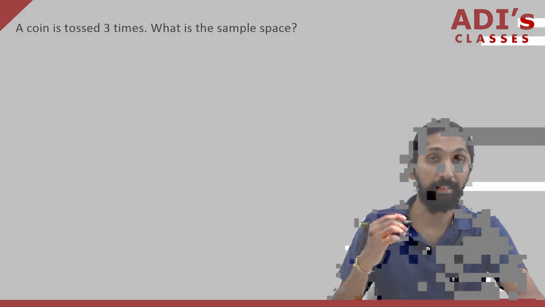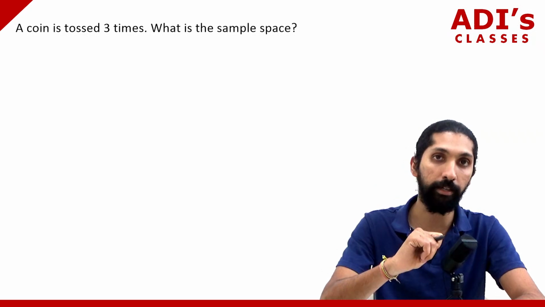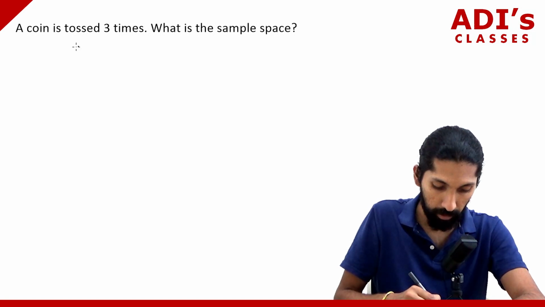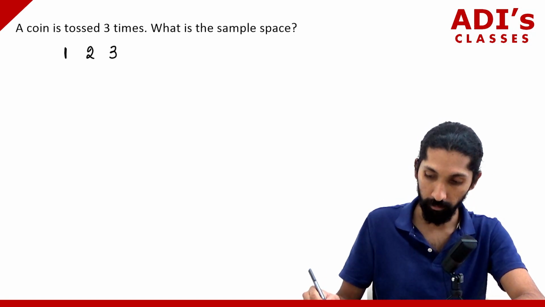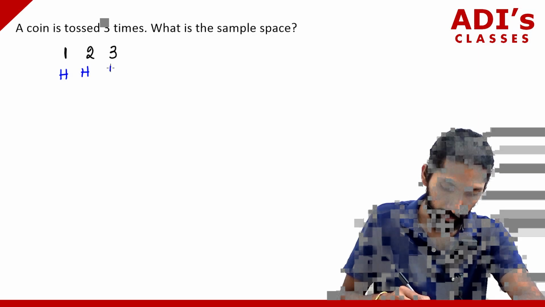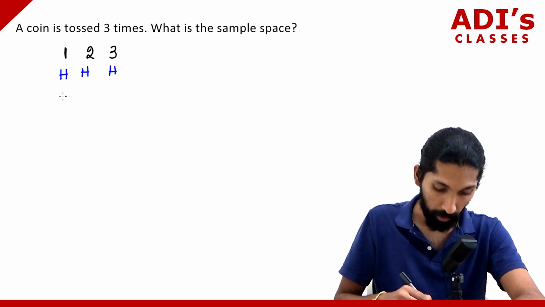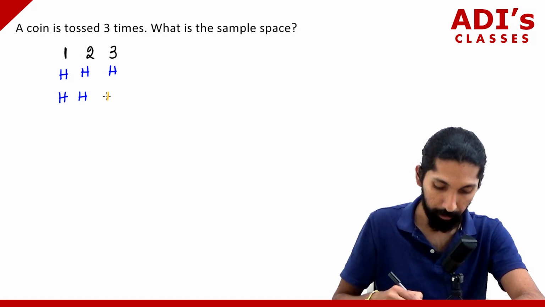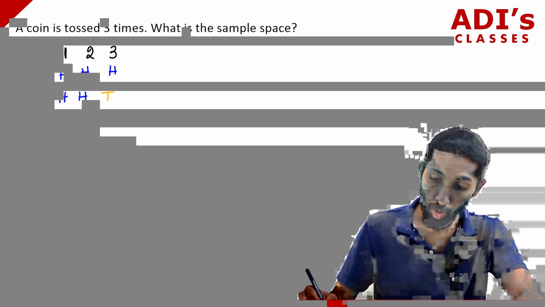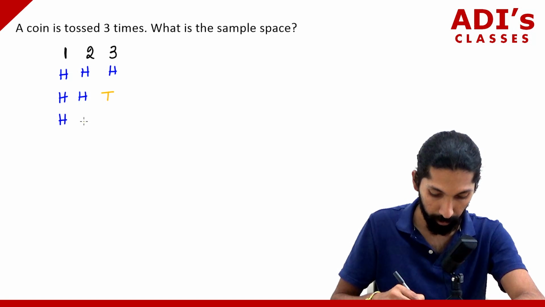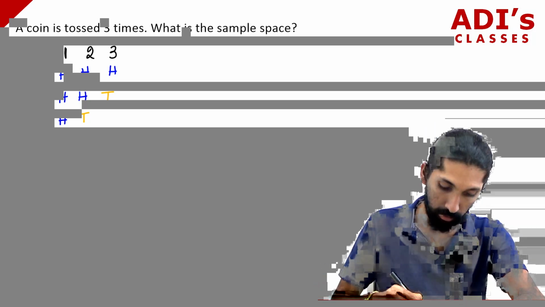For this one, we need to take all the possibilities, correct? So first, let's say this is the first toss, second toss, third toss. Now, the first toss, let it be head, head, head. This is head and head. But in the next one, this can be a tail. Correct? Or the next one is going to be head, and this is going to be a tail. Correct? And this is going to be a head.